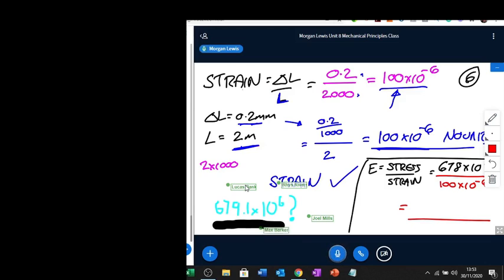Press equals. Now your calculator may give you this: 6.78 times 10 to the 12, which you could say is tera. But if you press E and G, because normally Young's modulus is giga, it should move it for you. So it's the same answer as this, 6780 times 10 to the 9.